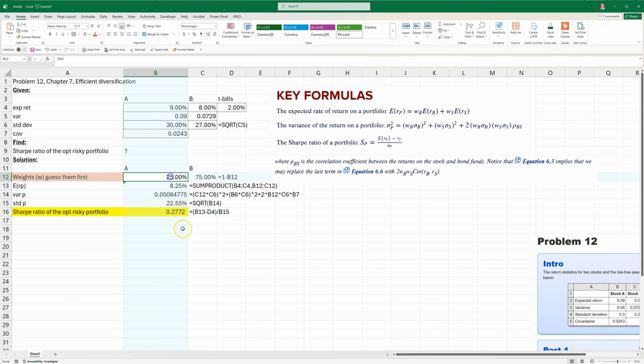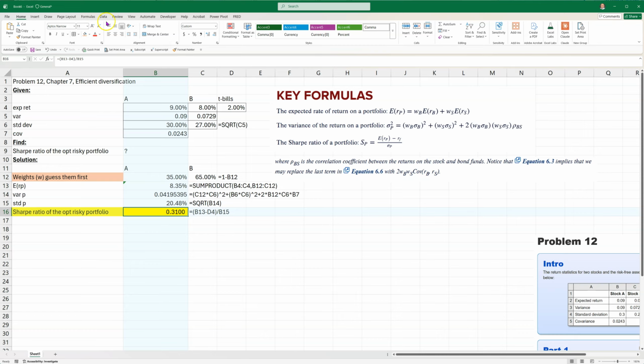We could actually just guess this. If I change this to 35%, it goes up a little bit, right? So I can just keep guessing the weight of A, which automatically calculates the weight of B, which automatically calculates this. I can keep guessing that until it gets as big as it can, a maximum amount, right? Kind of the hot and cold game. But Excel does it for you.